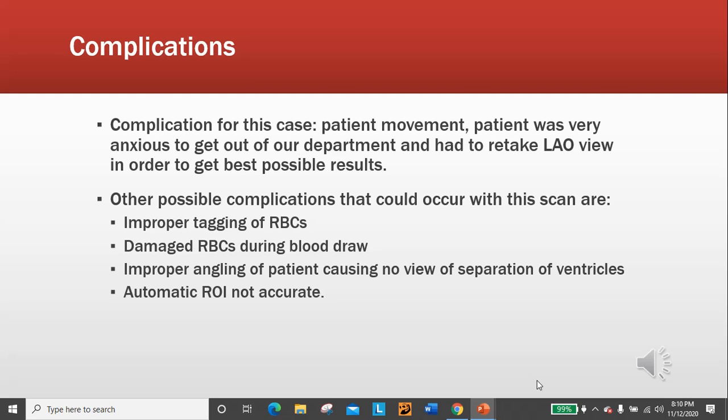And then also, if the automatic drawn ROI is not accurate, let's say it's covering both the left and right ventricle, you would then not have the right information and the ejection fraction would be not correct. So you want to make sure that that's drawn correctly. And if it's not, you want to redraw it in order for it to be correct.